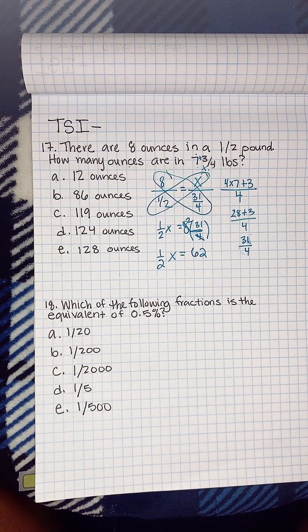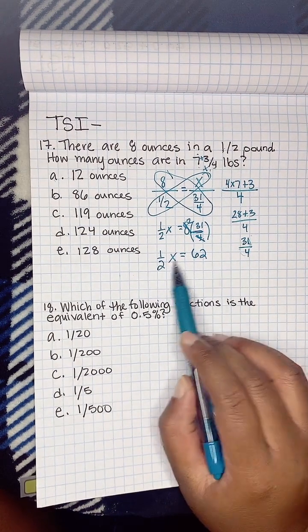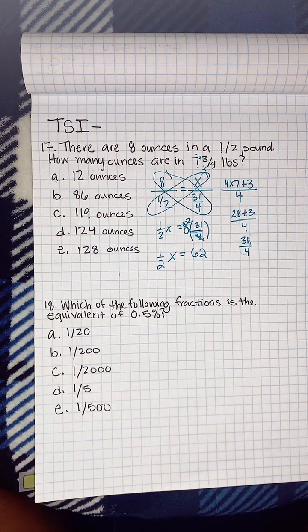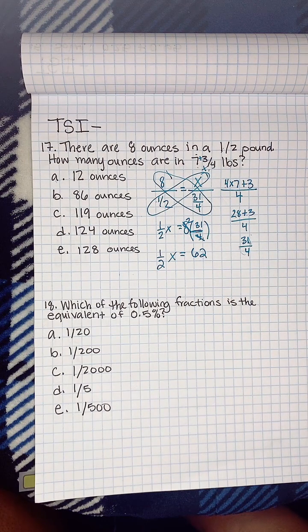Okay. Now I need to get X by itself. What can I do to get X by itself? Does anybody know? Minus 1 1/2. Divide by half to 62. Ooh. Multiply by the reciprocal. Just said multiply the reciprocal. Yes, we can. Or multiply by 2.